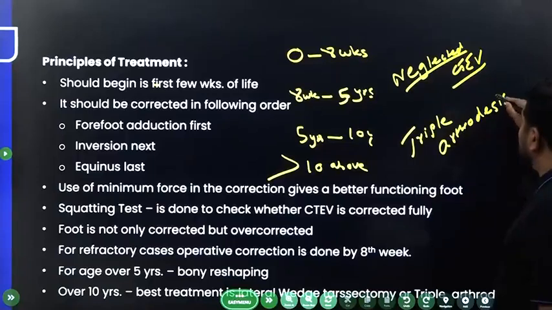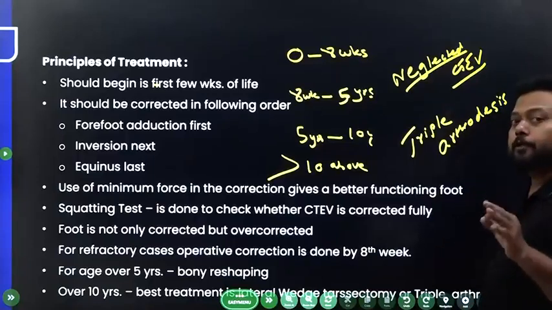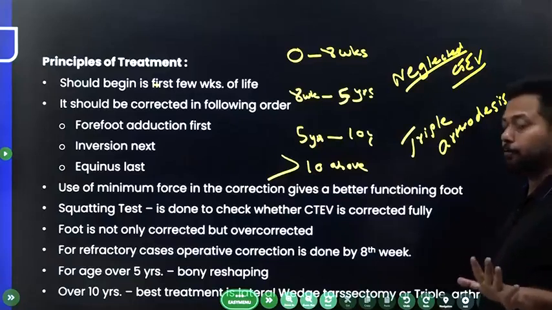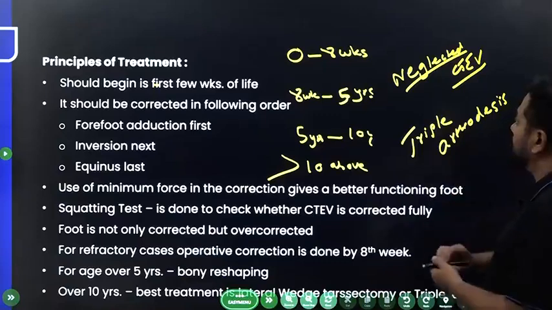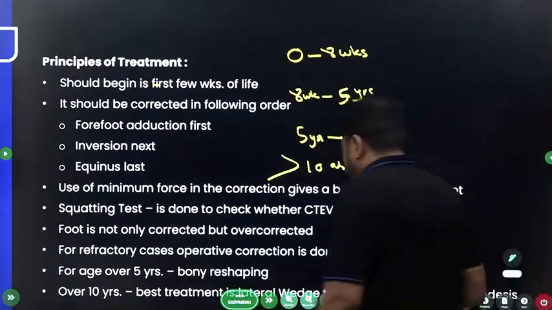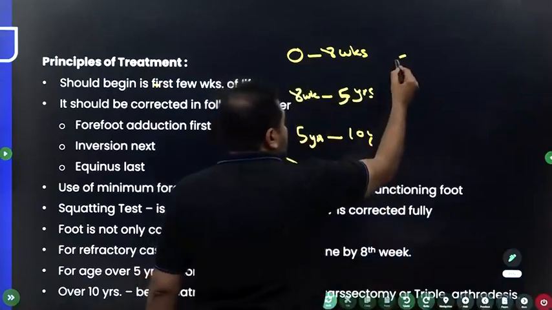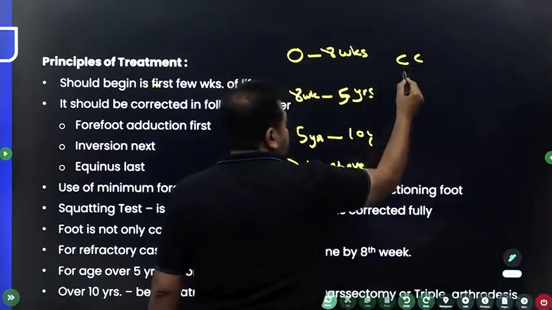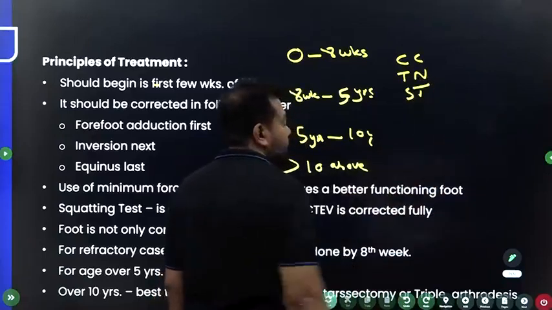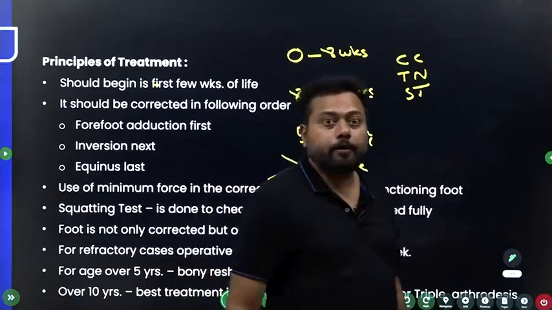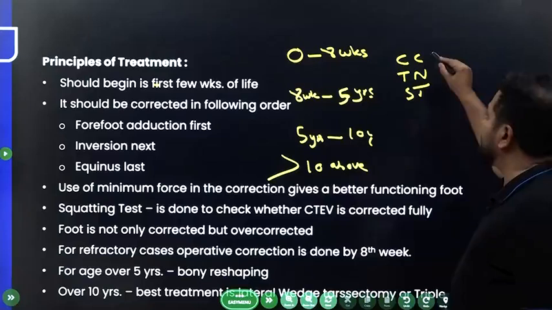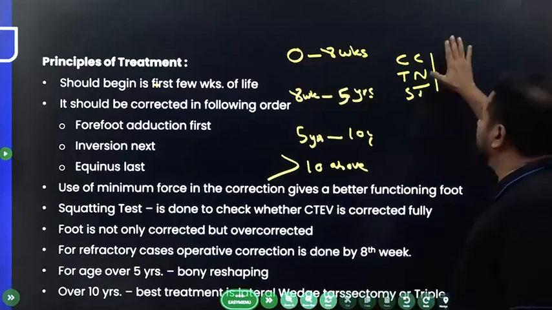Arthrodesis means you are artificially fusing a joint. Arthro means joint, desis means fusion. So what are the 3 joints that are fused in triple arthrodesis? Calcaneocuboid joint, talonavicular joint, subtalar joint. These three joints are fused and this is called triple arthrodesis.